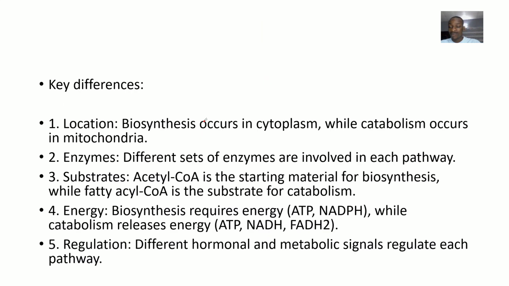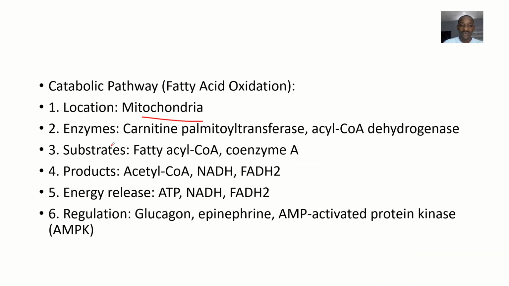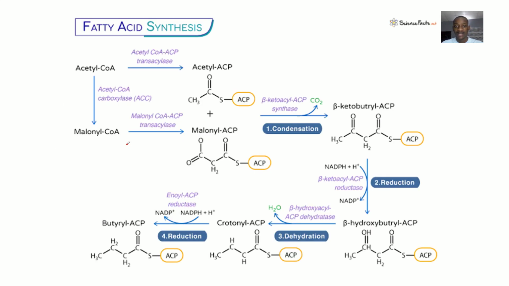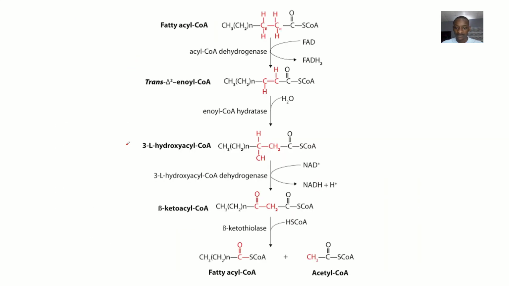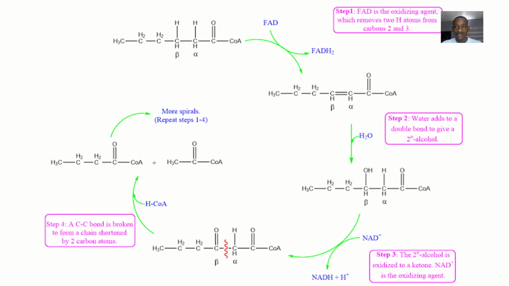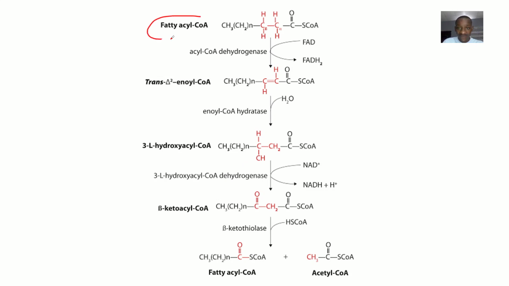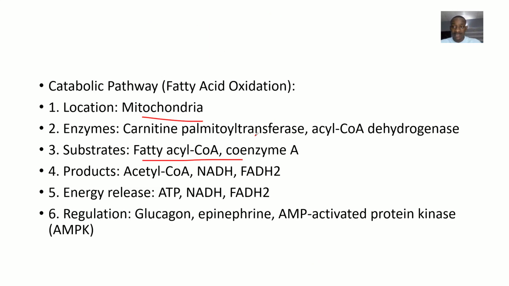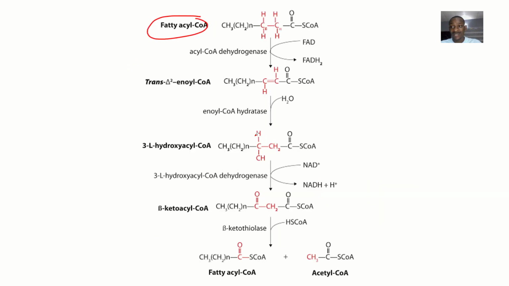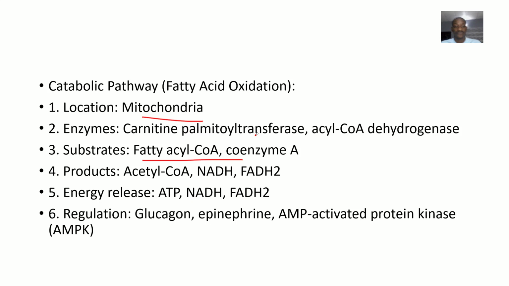Don't worry, we'll still talk about their combined differences. What are the enzymes involved? We have carnitine palmitoyltransferase. Probably you could use your biochemistry textbook to look at a very nice pathway for this catabolism. The enzymes are carnitine palmitoyltransferase and acyl-CoA dehydrogenase. What are the substrates? What are the things that must be there for this process to kickstart? Fatty acyl-CoA, and coenzyme A. I'll just say fatty acyl-CoA. It's enough.